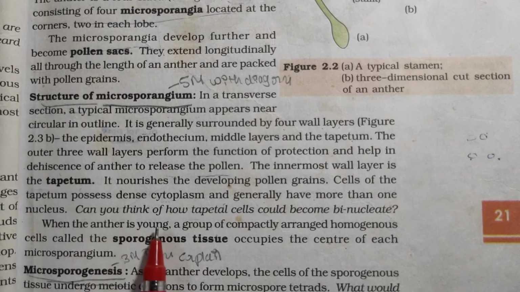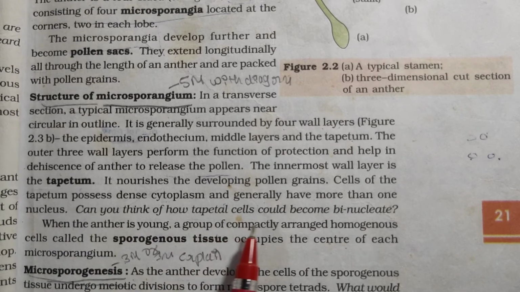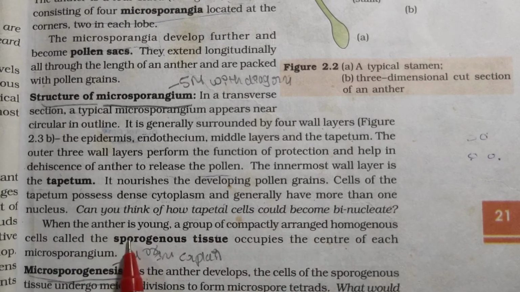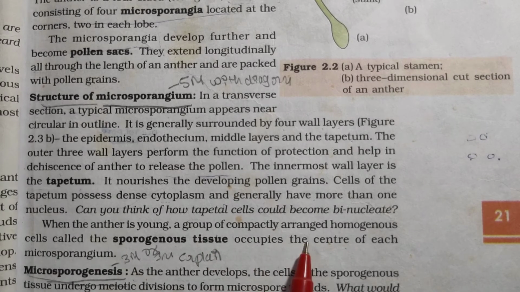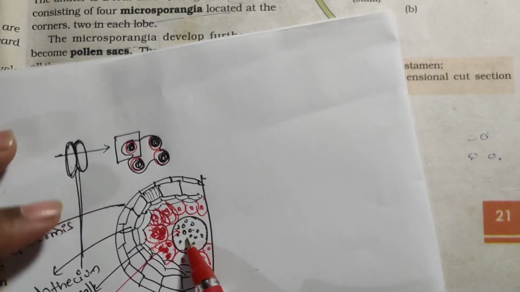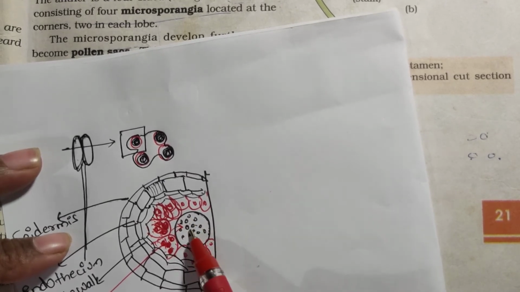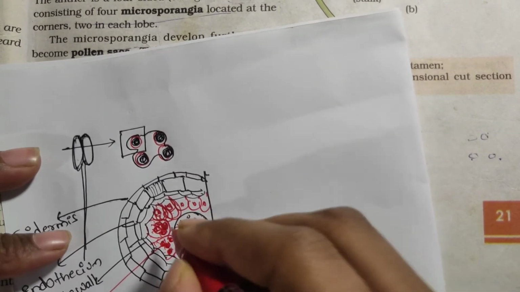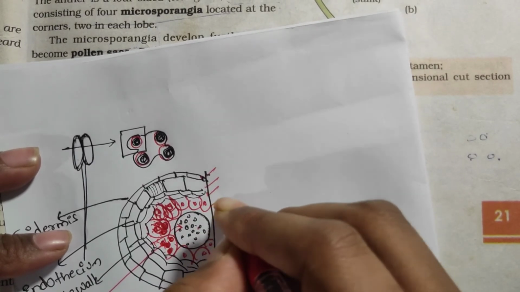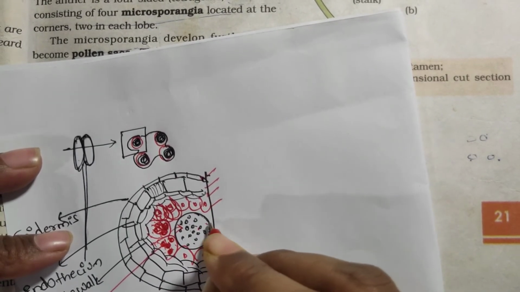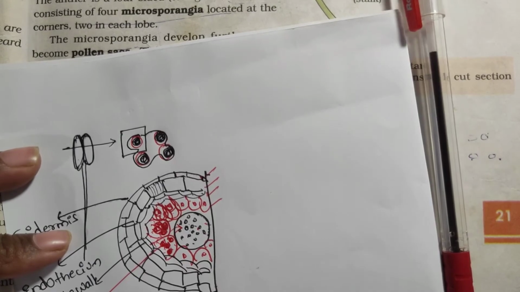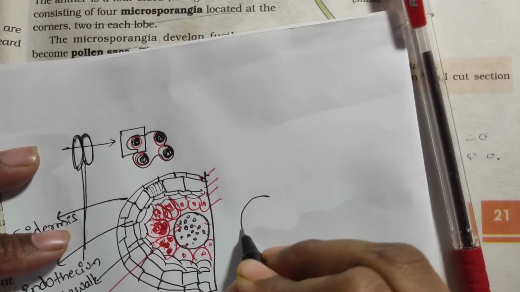When the anther is young, a group of compactly arranged homogeneous cells called sporogenous tissue occupies the center of each microsporangium. It means that these microsporangia are not going to directly give rise to microspores. Before that, we have studied all these three wall layers. Now we'll be studying about this microsporangia, so I'm going to take only the microsporangia outside.